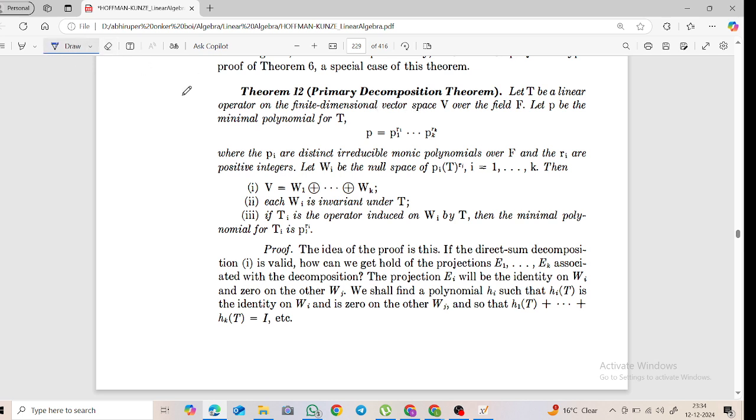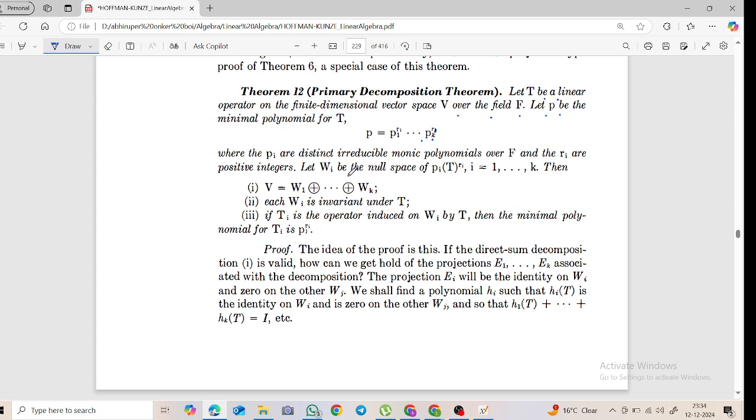See, this is the goal of this whole chapter, to prove this theorem. The previous 7 sections lead to this theorem, the primary decomposition theorem. Let T be a linear operator on a finite dimensional vector space V over the field F. Let P be the minimal polynomial for T. P is P1 to the power R1 up to Pk to the power Rk, where the Pi's are distinct irreducible monic polynomials over F and the Ri are positive integers.